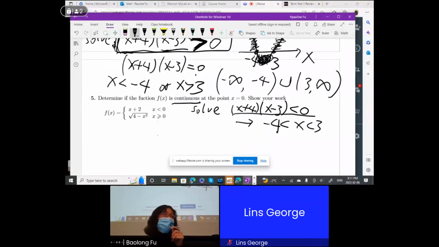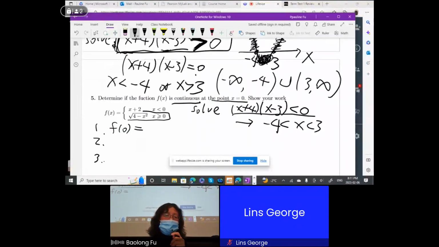To determine if a function is continuous, you do 3 things. 1, 2, 3. You must do all 3 conditions, all 3 steps. Step 1, find f(0), because the question asks if it is continuous at x equal to 0. When x equals 0, you go to this expression, plug in this equation. So you get square root of 4 minus 0 squared, equal to 2.